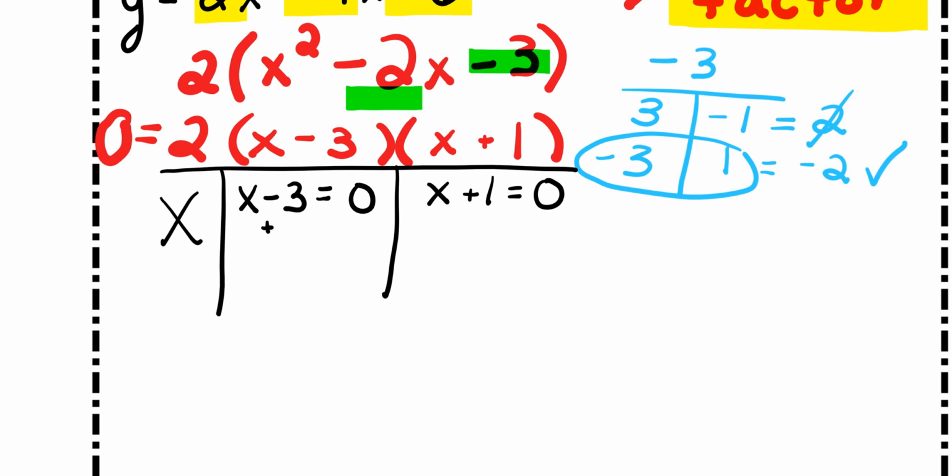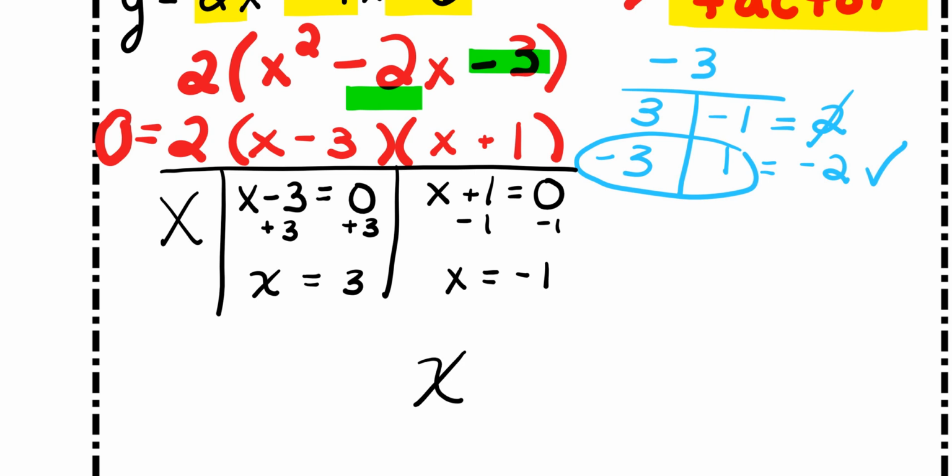Add 3 to both sides. So now we have x equals 3. That's one of our solutions. That's one of our x-intercepts. Now for the other one. Subtract 1 from both sides. And now x equals negative 1. So our x-intercepts are going to be at negative 1 and at 3.